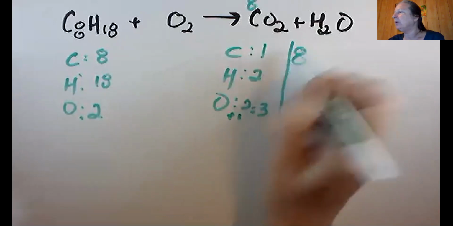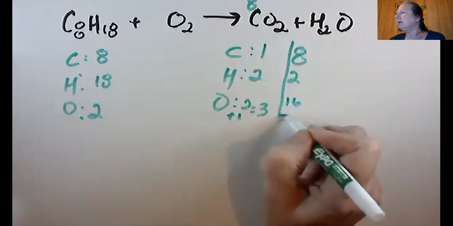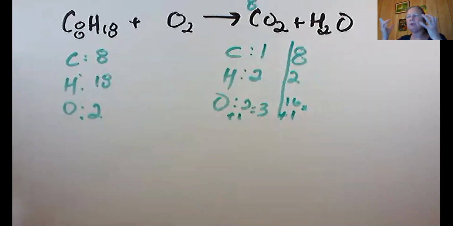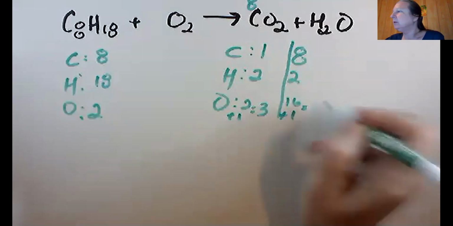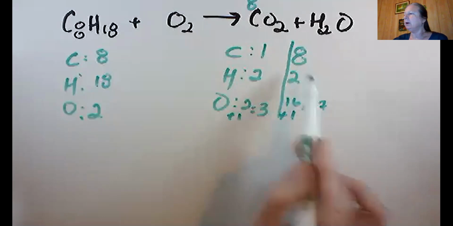So I have 8 carbons. I still only have 2 hydrogens. And I have 16 plus 1. Plus, as you're doing this re-inventory, you sometimes start to see what you need to change. You start to recognize patterns of what you need to change to make this balance. So I have 17 oxygens. Okay, my carbons are good.